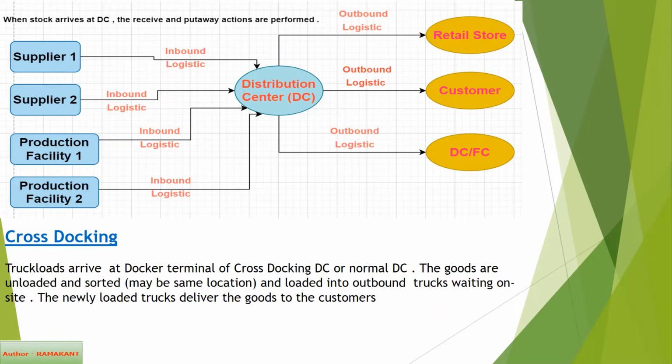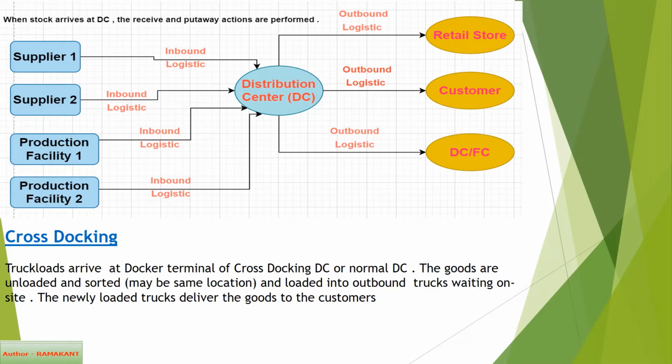So without cross-docking, the distribution center gets the supply, and they perform the receive and put away. So the storage is happening inside the distribution center once it gets the supply. But it is not the case with cross-docking. So now we will see what cross-docking is. Suppose the distribution center gets the supply. Instead of storing those items, the distribution center reroutes those items to the next destination. The next destination could be the retail store or customer or DC or FC. So this is the main difference between without cross-docking and with cross-docking.